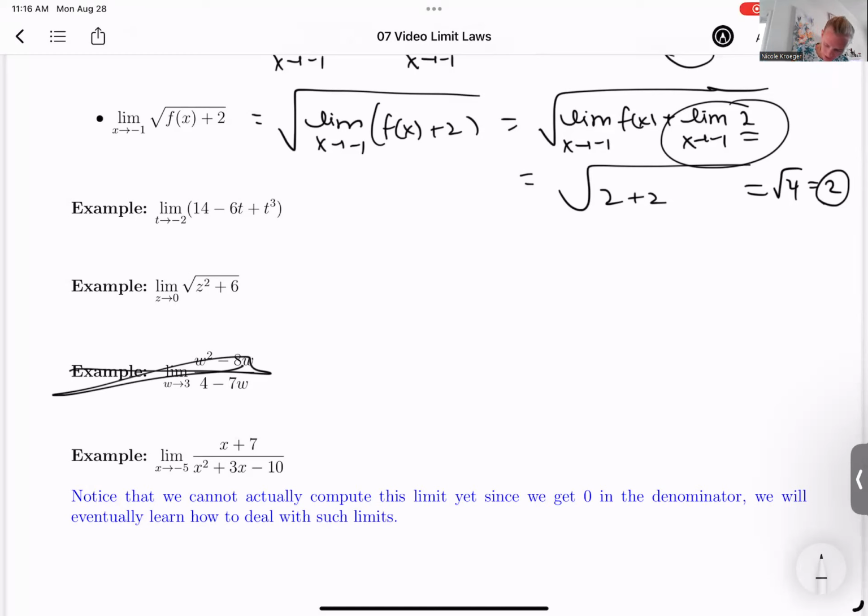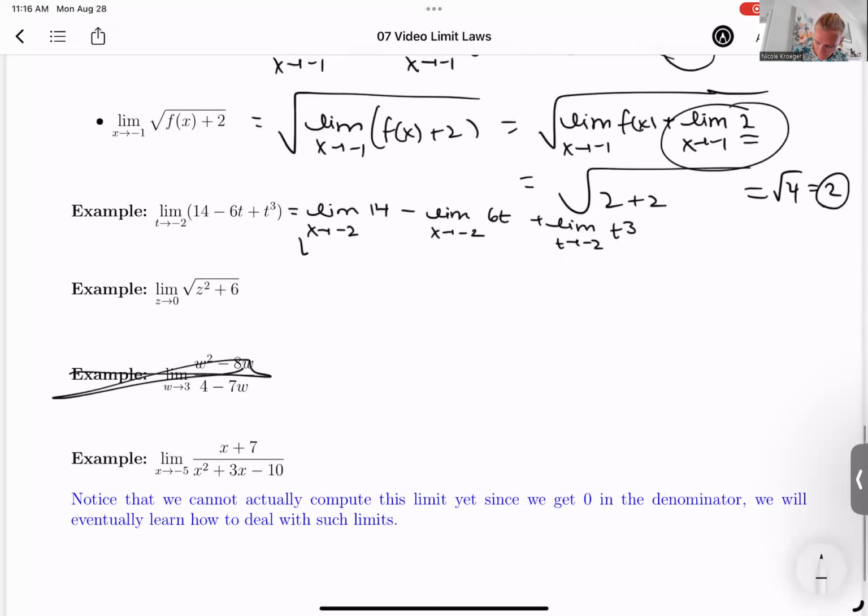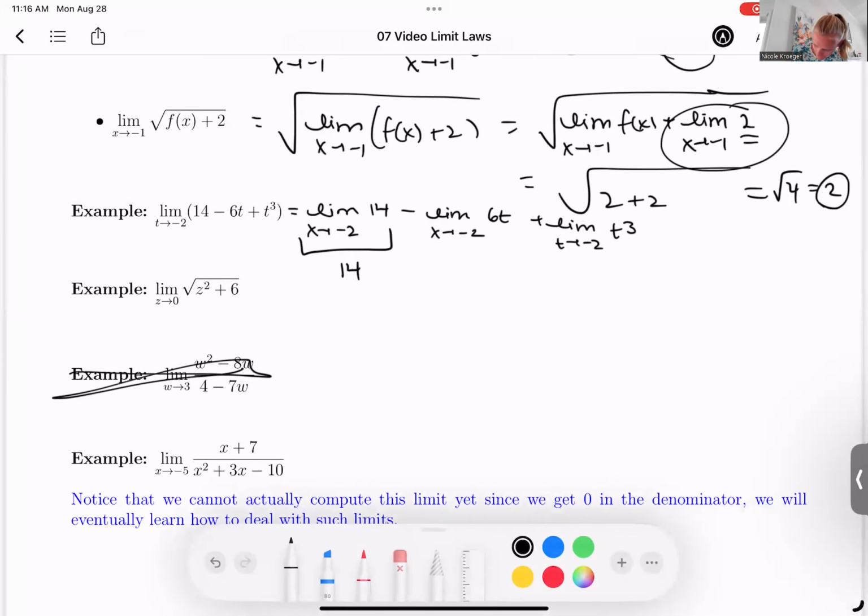So we have addition and subtraction here. So we use limit laws 1 and 2 to break this apart into a 14 minus a limit as t approaches -2 of 6t plus a limit as t approaches -2 of t cubed. Okay, the 14 is just a constant, so limit law number 6 tells us that we get 14 out. This one here, I have a 6 inside. Limit law number 4 tells me I can pull the 6 out, and I'm going to go ahead and just be lazy and pull it out here.